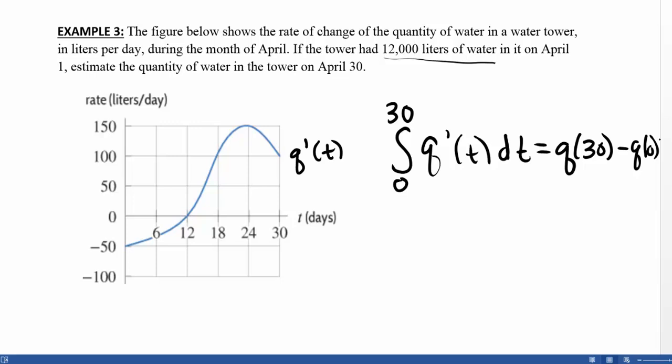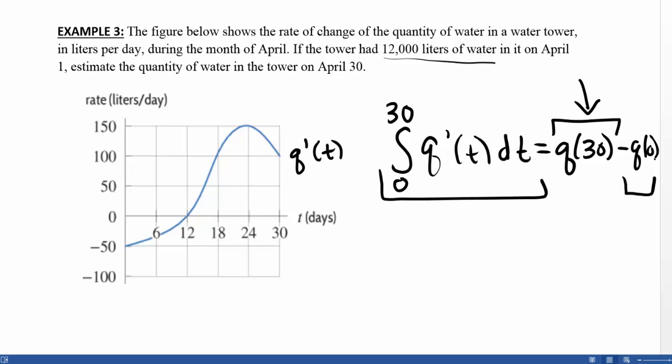And what are we actually trying to solve for? We want to estimate the quantity of the water on day 30. So if we're trying to solve for Q of 30, that means we should be able to find values for our integral and our initial quantity. Q of 0 is probably the easier piece to find here because that's going to come right from the problem.